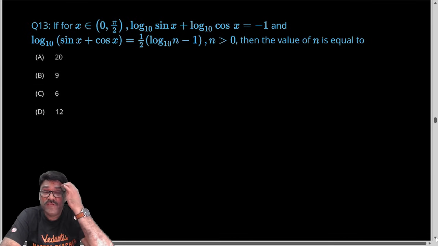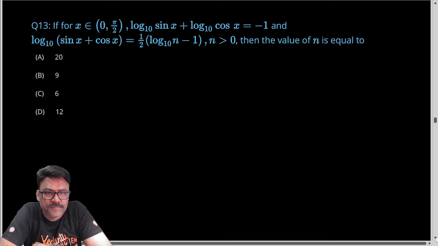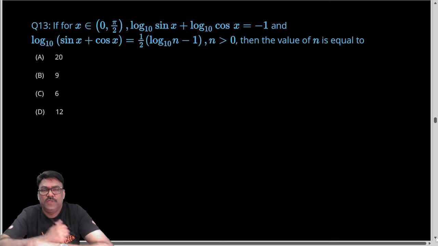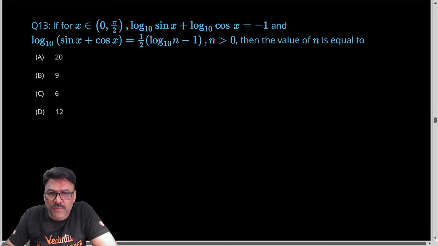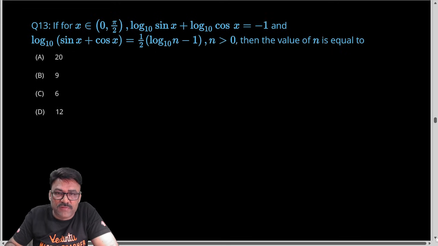See, this next question is based on trigonometry. So a trigonometric equation is given with log, and you have to get n. So if you look at the first equation here, log sin x plus log cos x, it can be written as log sin x cos x.